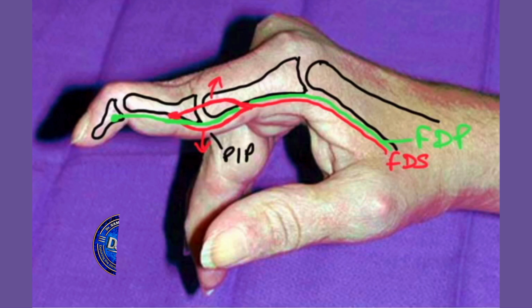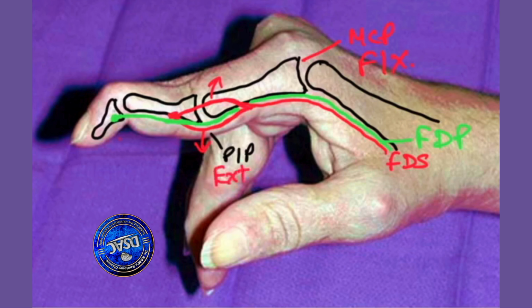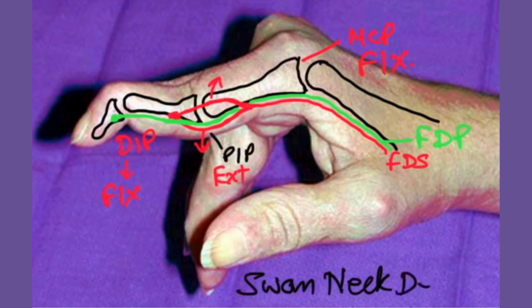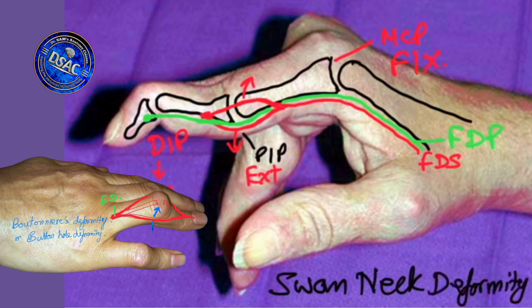The facts you have got to know now: at the metacarpophalangeal joints, you find flexion, and at PIP there will be extension, and at DIP it will be flexion. Remember this now, at PIP, if there is extension, that is swan neck deformity. This is swan neck deformity. And if there is hyperflexion at PIP, that leads to Boutonniere's or buttonhole deformity.